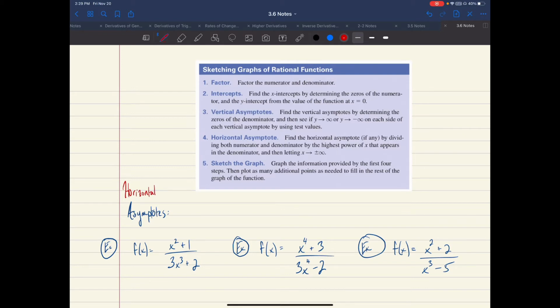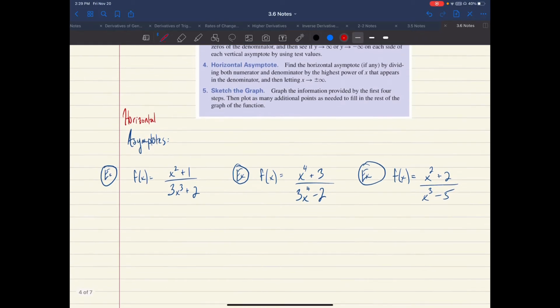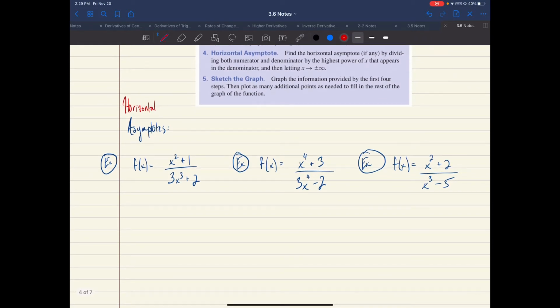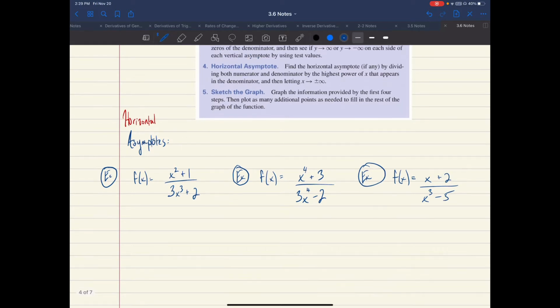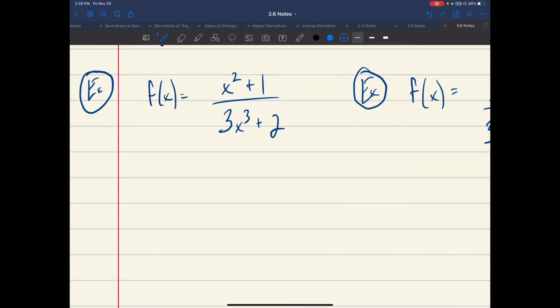And I have 3 examples. So these are going to be 3 different types of horizontal asymptotes. I actually see a little mistake in here, so I'm going to adjust one of them. Make this 4. Okay, so let's just zoom in on this first one and look at it.